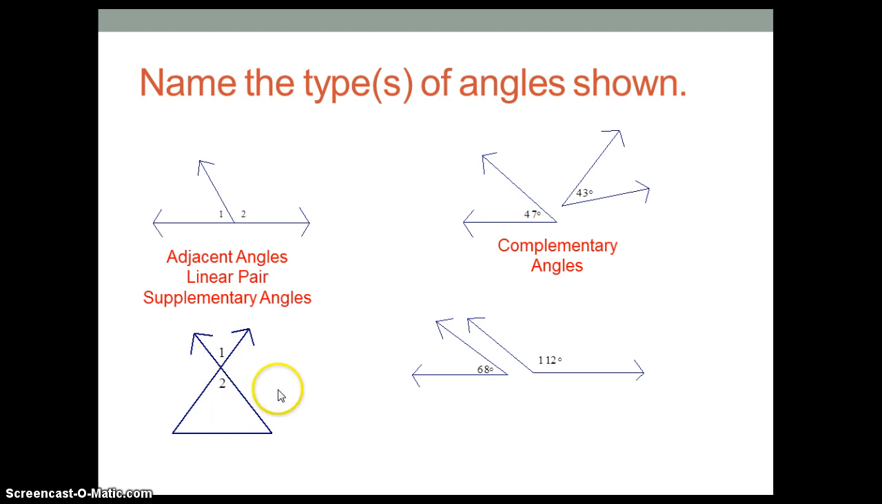1 and 2, now this one's a tough one because it doesn't really look like anything. But remember, we talked about vertical angles having opposite rays or forming an X. So in this case, this is an example of vertical angles. And last but not least, 68 and 112 add up to 180. So we have supplementary angles. This one is not a linear pair like the first one because they're not adjacent angles. Linear pairs have to be adjacent.